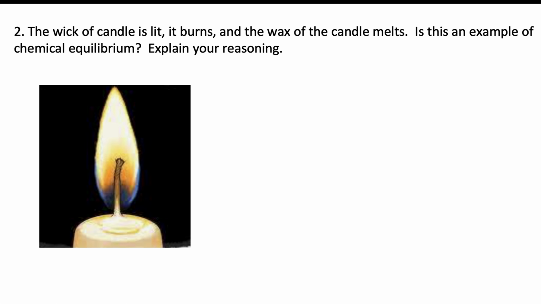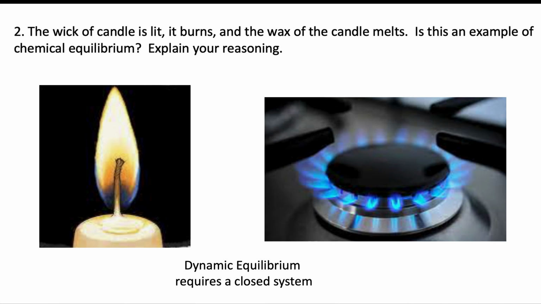Second one, we're looking at the scenario of the wick of a candle's lit. It burns. We have the wax melting. Is this an example of chemical equilibrium? Explain your reasoning. I think as this is taking place, I have a physical change with the candle itself melting, but I have a reaction that's taking place, a combustion reaction that's taking place.